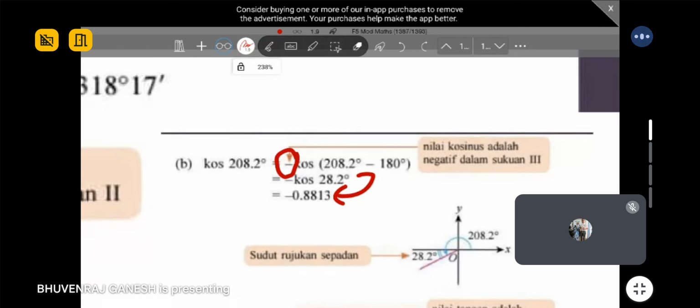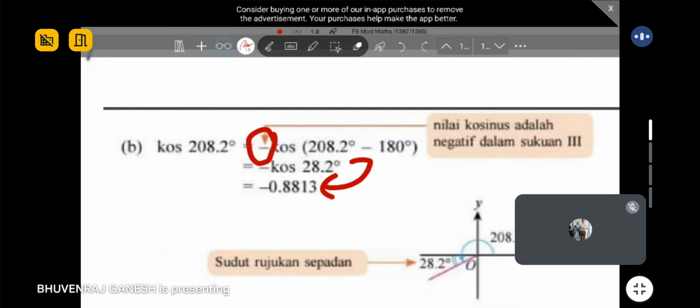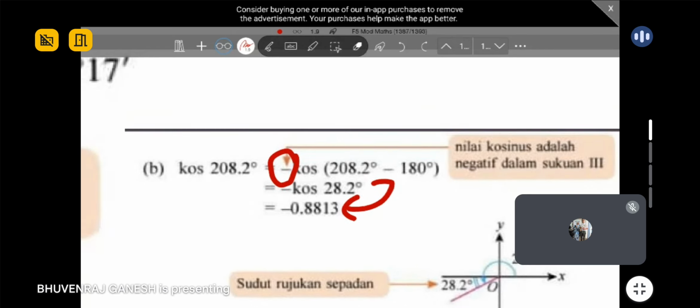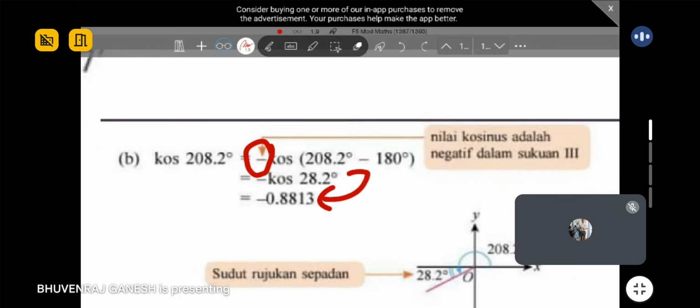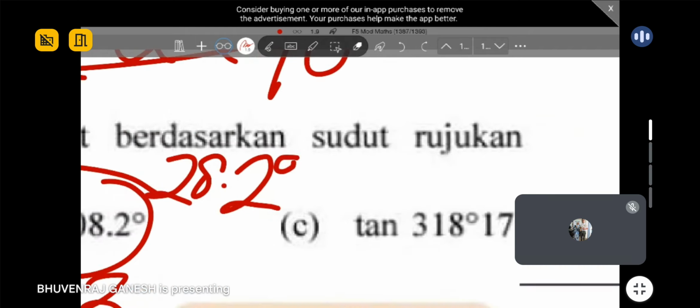For question B, boleh dapat? So the answer is negative 0.8813. Okay, usually you can give 4 dp, 4 titik perpuluhan for this type of question. Okay, jawapan dia. Alright? Okay, so next one guys.